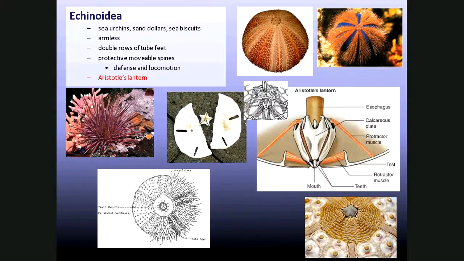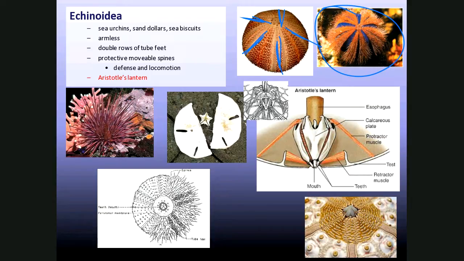Ooh, the Echinoidea: the sea urchins, the sand dollars, and the sea biscuits. No arms, tube feet though. The tube feet are found in double rows. This is the test over here. So that's one double row of tube feet, 2, 3, 4, and 5. You see it a little more clearly over there. They do have the tube feet, and of course the spines, which are movable, good for defense.